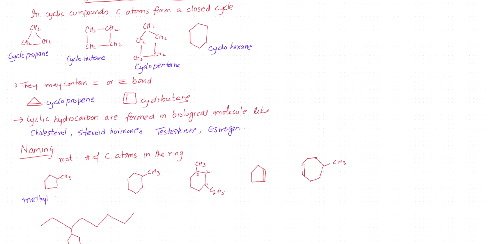So methyl cyclopentane. Similarly, the next one, there are 6 carbons in a closed cycle, so it is cyclohexane, and there is a methyl group side chain attached, so it's called methyl cyclohexane.